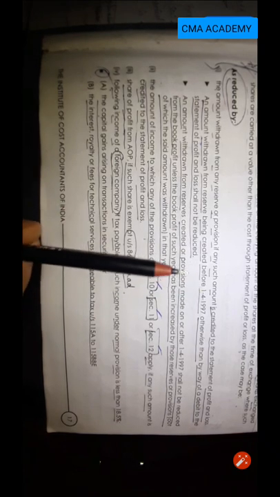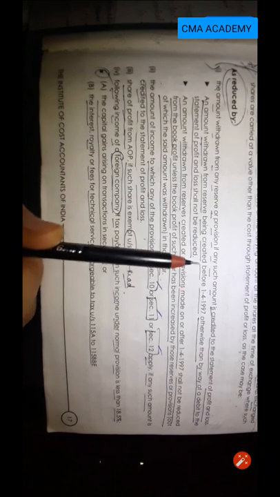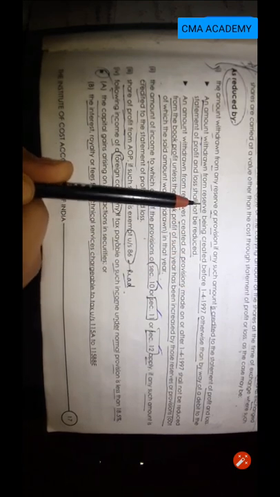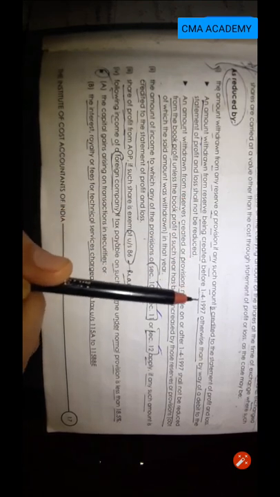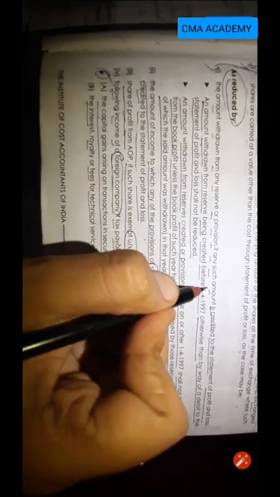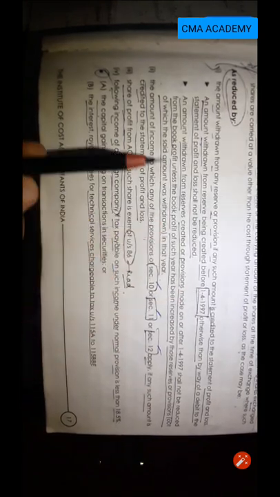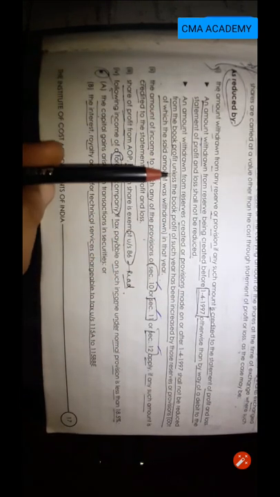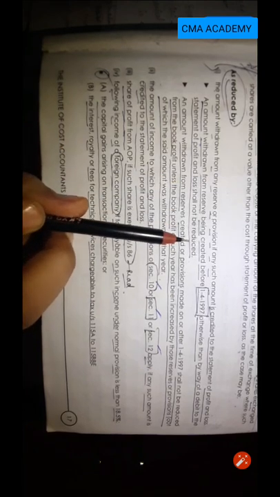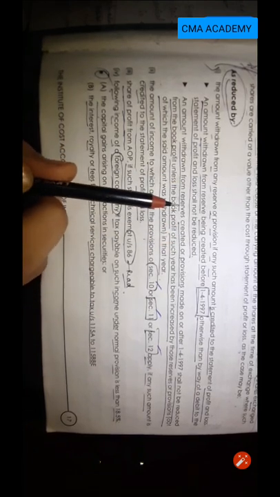But there is one proviso related to this clause: if the reserve or provision is created before 1st April 1997, the amount withdrawn shall not be reduced from the current year profit, but if the reserve or provision is made after 1st April 1997, it should be reduced from the current year profit.